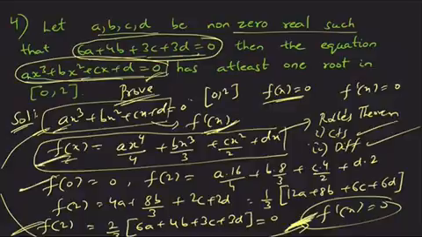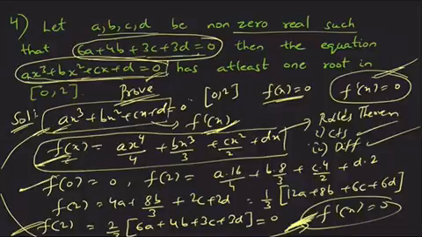So the key idea again is that we are using the fact that between two roots of f of x equals 0, there is at least one root of f dash x equals 0. This is the key idea in the previous two problems. So let's move on.